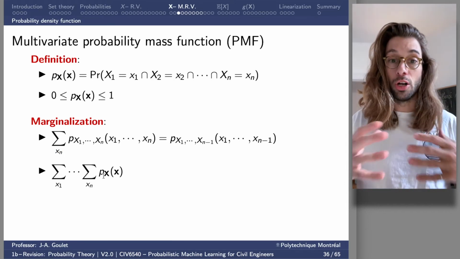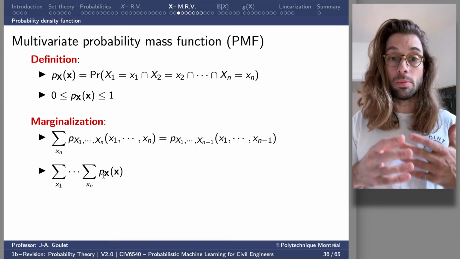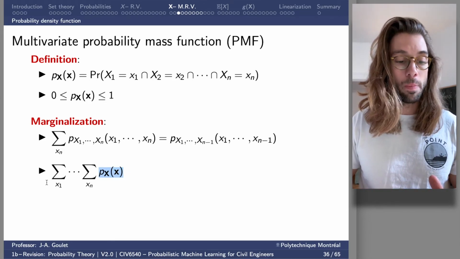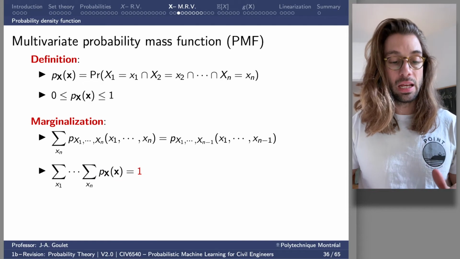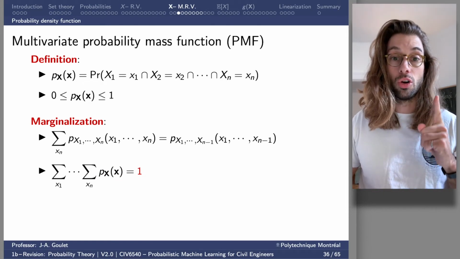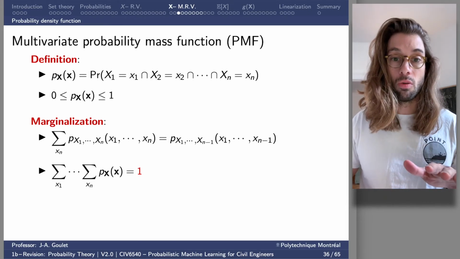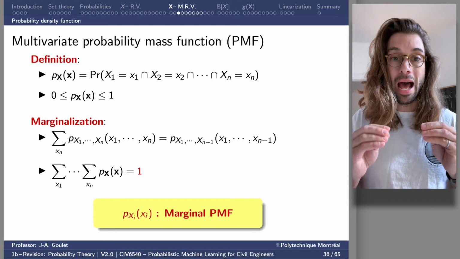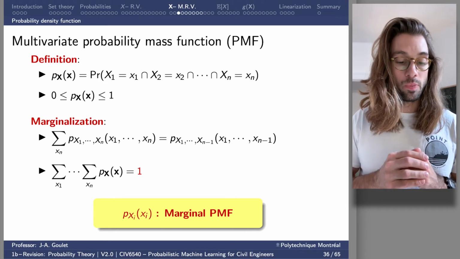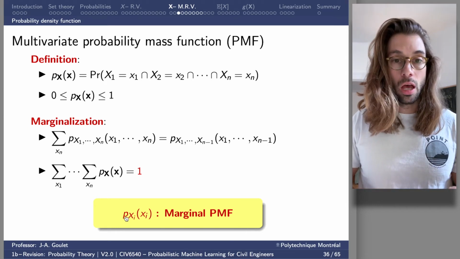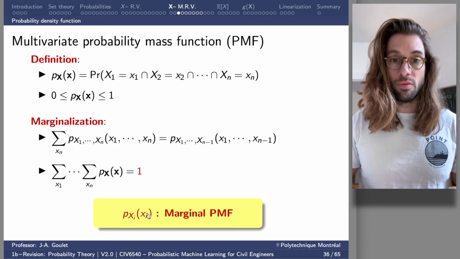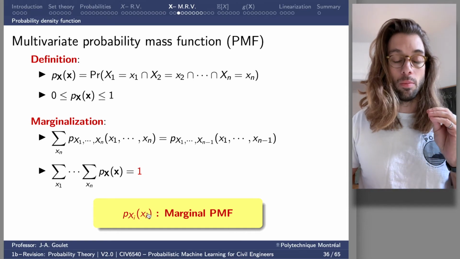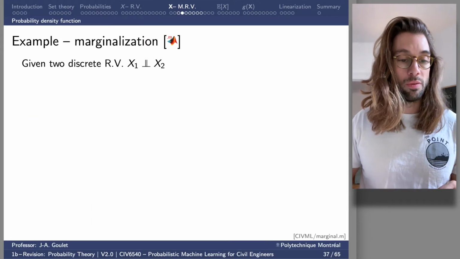So if we do that marginalization over all possible dimensions, and I sum my joint PMF over all possible x1 up to xn, then this result should return 1. If that's not the case, there's something wrong with your calculation, because the sum over all possible outcomes must always be 1. And at the end, when we're referring to the probability of a single random variable, we're referring to a marginal PMF for a single random variable.